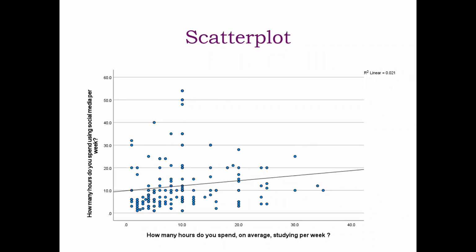Here is an example from your own data set, or the data set from last semester, but you'll be doing it for yours as well. So this shows how many hours spent studying per week and how many hours on social media. And you can see that the more time people spent studying, the more time they also spent on social media. You see that positive slope here, right?